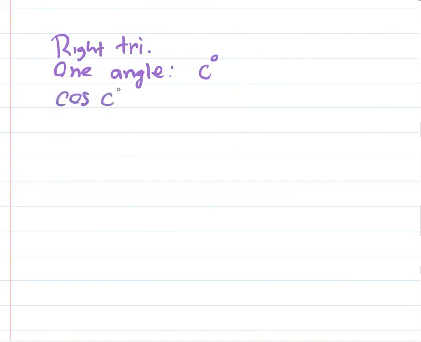Coming over here, we have a right triangle. So let's just say there's a question where you know that you have a right triangle. One of the angles in that right triangle is, let's say, C degrees. We also know that the cosine of C is 3/5. That's another given piece of information. And the question will say, well, what is the sine of the complement of that?